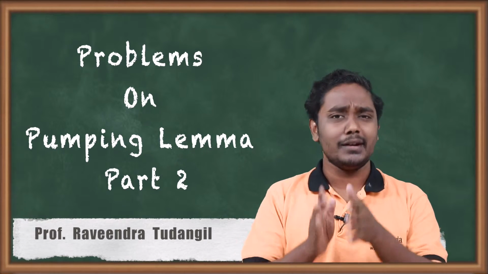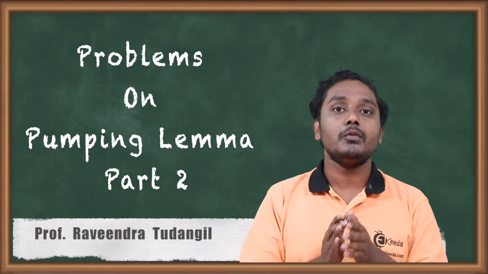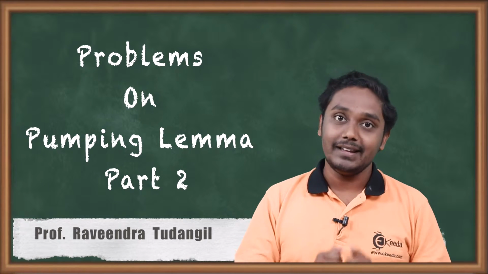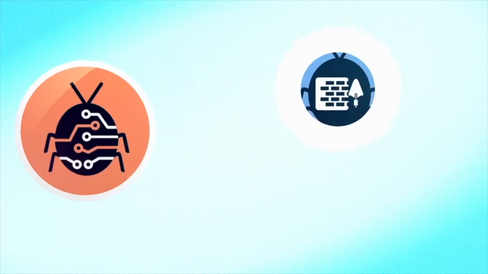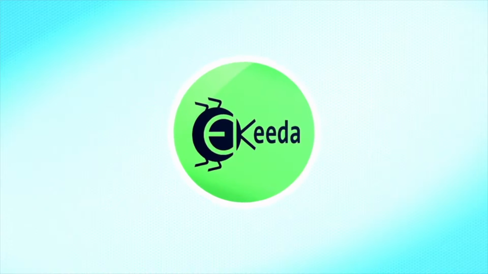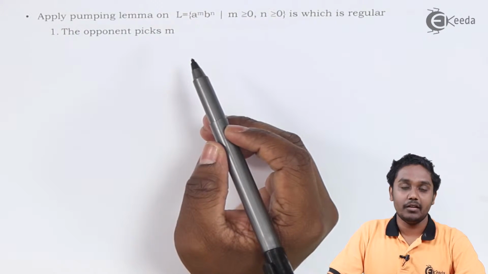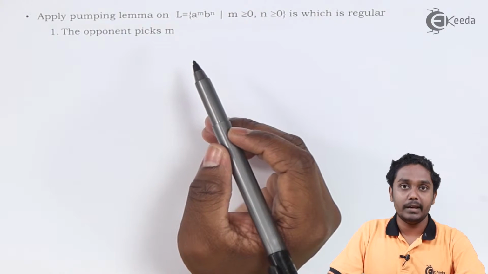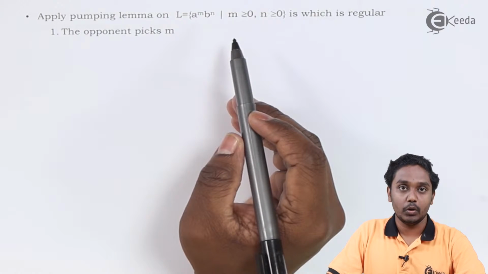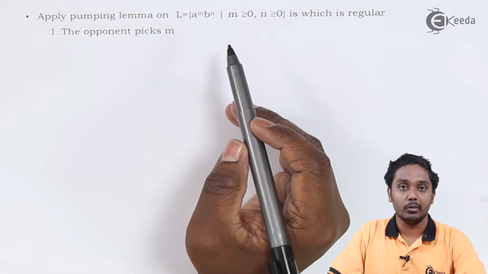Before that, we have to understand how pumping lemma works on a regular language. So the first example we are going to see here is dealing with pumping lemma on a regular language. Let us see that example. The language under consideration is the set of all strings of the form a raised to m b raised to n, where m and n both are greater than or equal to 0. That means it is 0 or more a's followed by 0 or more b's.